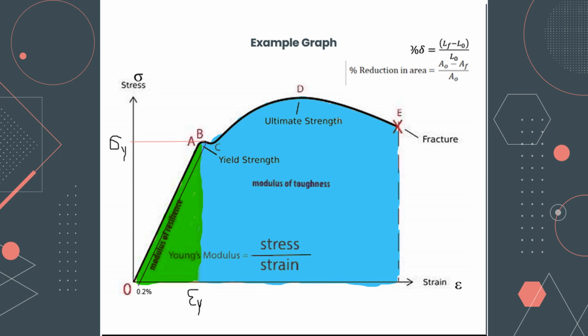How do you find the toughness? Toughness is the energy needed for the material to break. One way to find this is to take the area under the whole stress-strain curve, which is the blue section of our graph plus the green section.